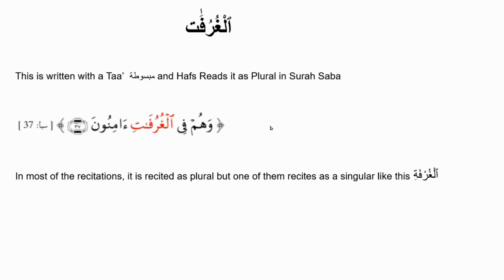The next word, al-ghurufati, appears in Surah Saba, ayah number 37, and Hafs reads this word in a plural form like this, al-ghurufati. And upon stopping, we stop on this word like this, al-ghurufat. And in most of the recitations, this word is recited in a plural form, but one of the recitations recites this word in a singular form like this, al-ghurfati.